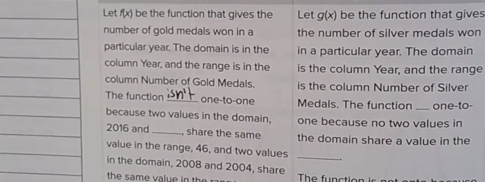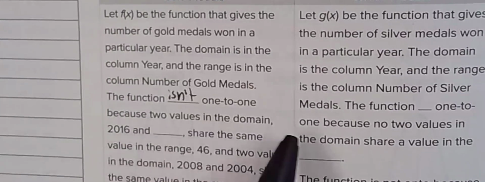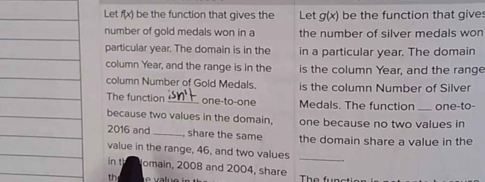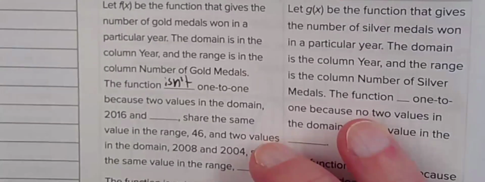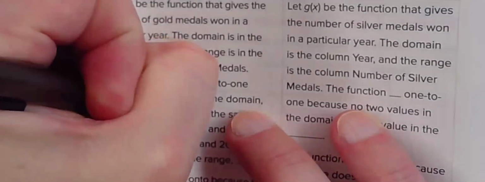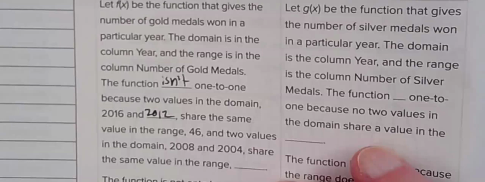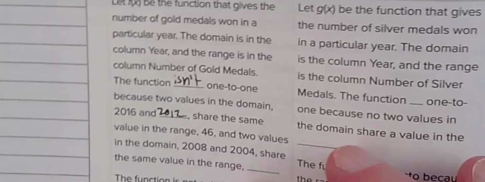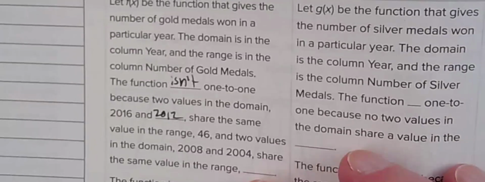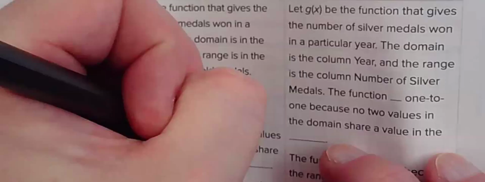Okay. It is not one-to-one because two values in the domain, 2016 and blank, share the same value in the range 46. Which one is also 46? 2012, yeah. And then two values in the domain, 2008 and 2004, share the same value in the range, which is 36. There you go. Cool.